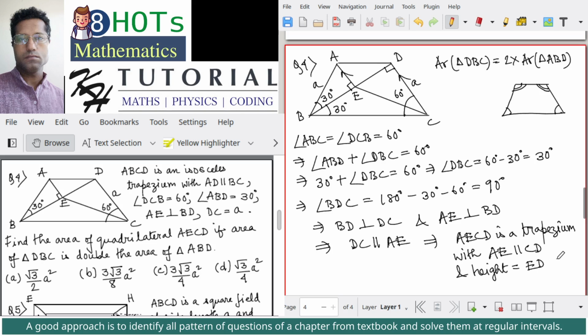Because we have to find the area of quadrilateral AECD, which is basically a trapezium, we need to know the parallel sides and the height. That is, we need to know AE and CD and ED. The options are all based on A. What is A? A is the length of the equal non-parallel side.